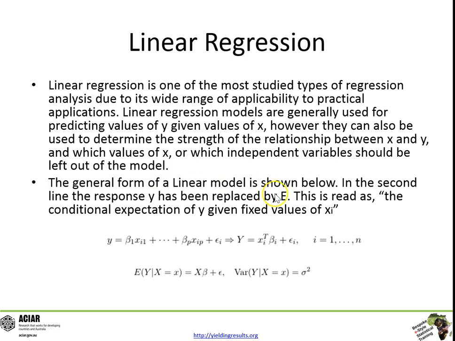The general form of a linear model is shown below. In the second line, the response, y, here's y in our top line, is just a function of a coefficient multiplied by a variable x. And in the second line here, we're saying the expectation of y given x is this, which is actually the formula for a regression model where you've got x multiplied by betas and you've got some error. And the variance of y given x is sigma squared.